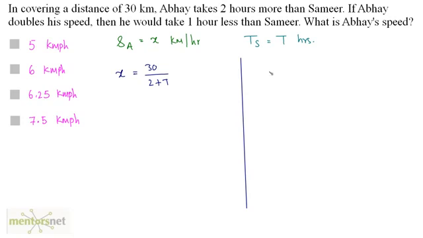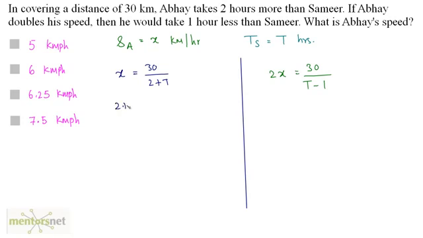Now in another situation, Abhay doubles his speed and he takes 1 hour less than Samir. So Abhay doubles his speed, so speed is 2x. It is equal to distance, which remains the same, so 30 by time. This time he takes 1 hour less than Samir. So Samir's time is t, so t minus 1.